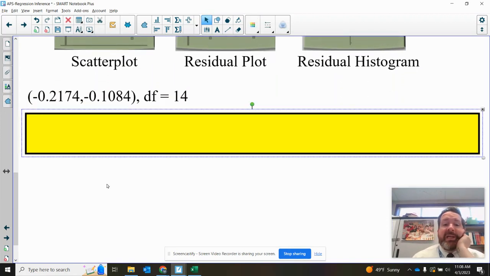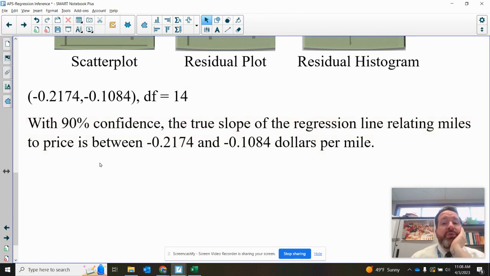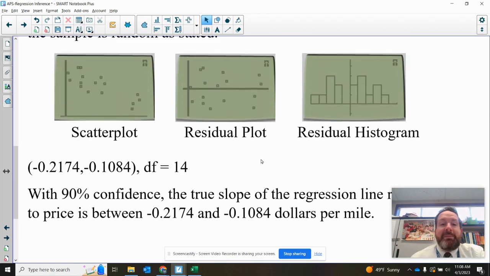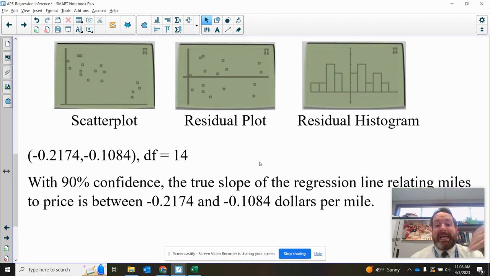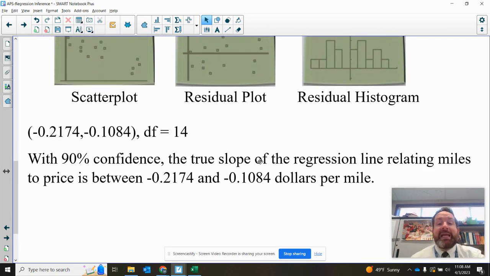All right, and then interpret. With 90% confidence, the true slope of the regression line that relates the miles to the price. So for these cars, it looks like, because these are negative, as miles goes up, price goes down. Include a unit on there. We are looking at dollars per mile because the Y's were in dollars and the X's were in miles. So again, that's in your linear regression t-interval. Put in your list and set your confidence level. You should be all set.